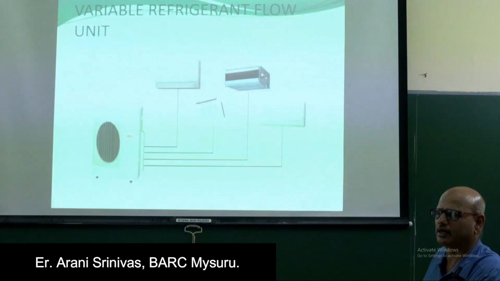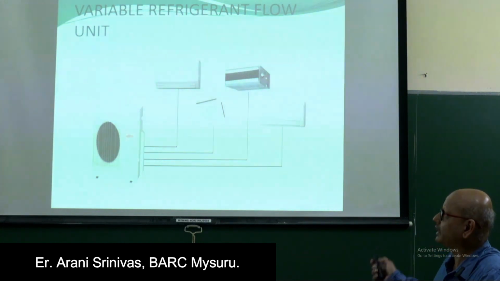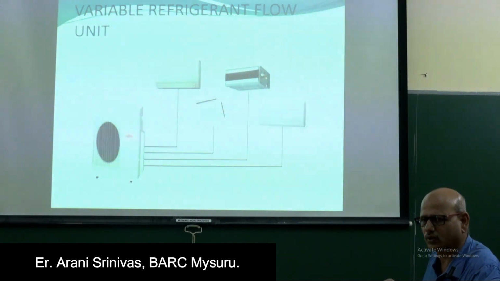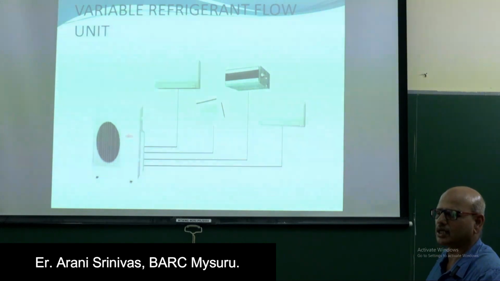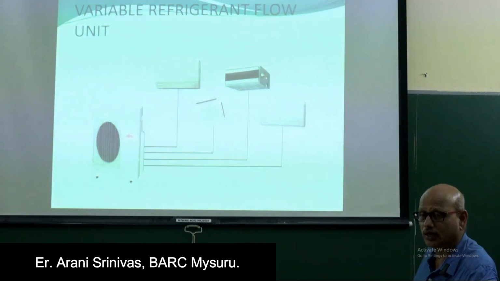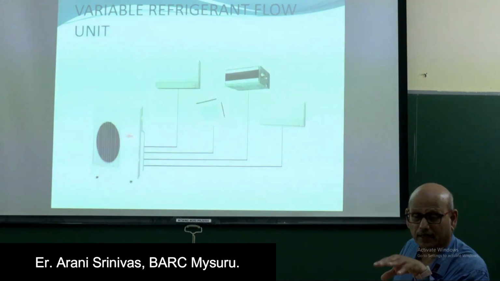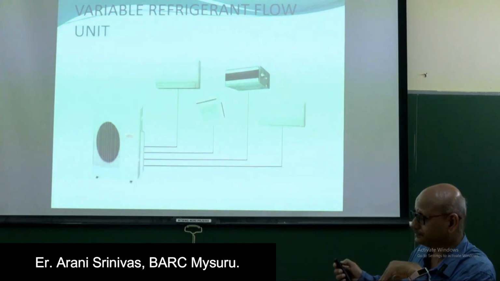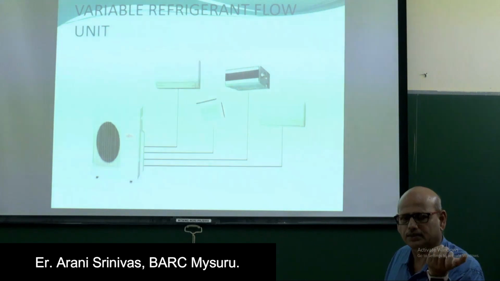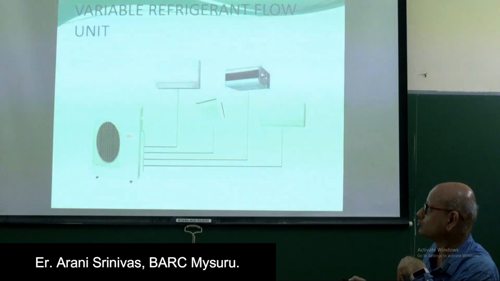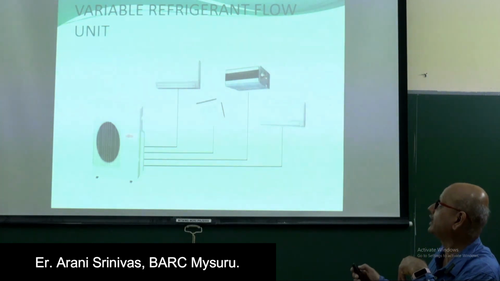Then came variable refrigerant flow. The difference between split and variable refrigerant flow is that in a split unit we cannot control each unit's temperature. Say if there are 10 rooms and you send liquid to the 10 rooms, it will go there, evaporate and come back, but the control will be only in one place. So what will happen? If there are fewer persons, they will feel cold. If there are more persons, they will not have the cooling effect. So the variable refrigerant flow unit came.